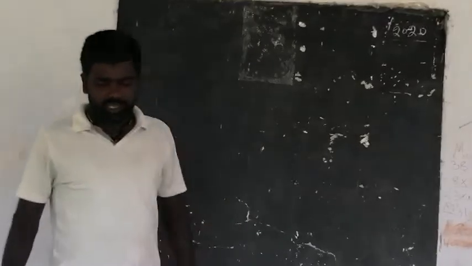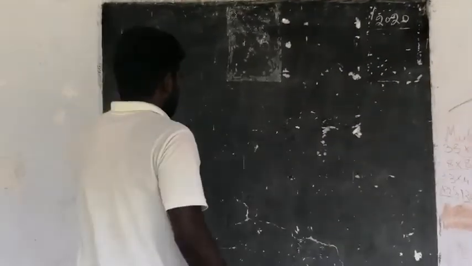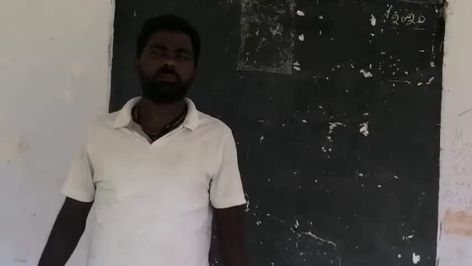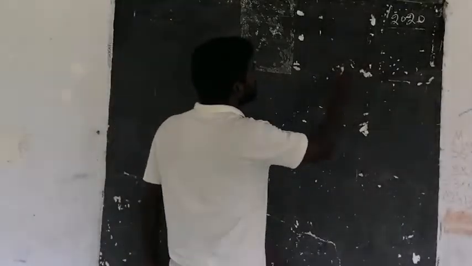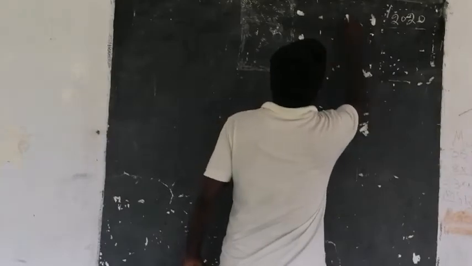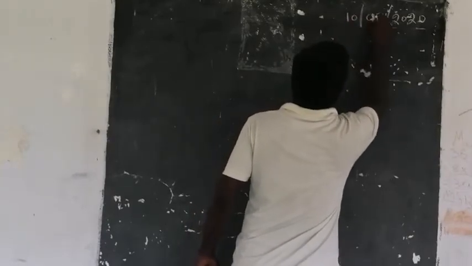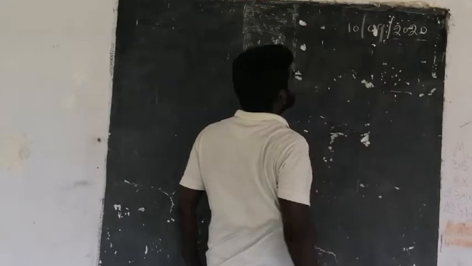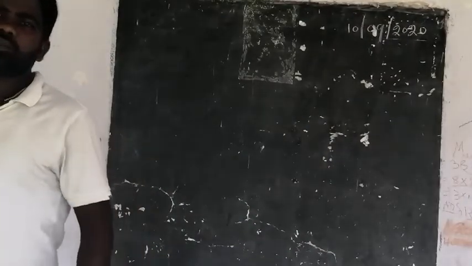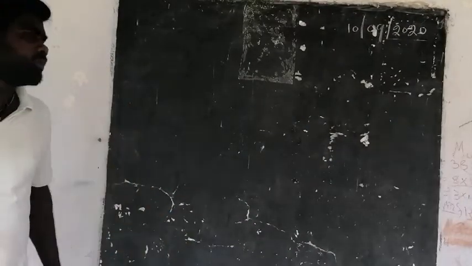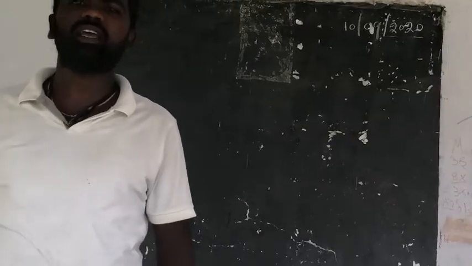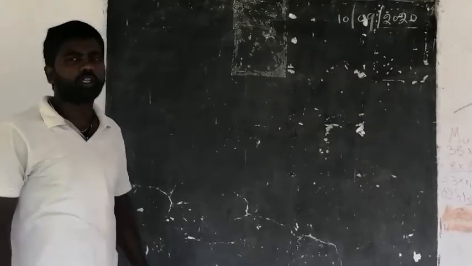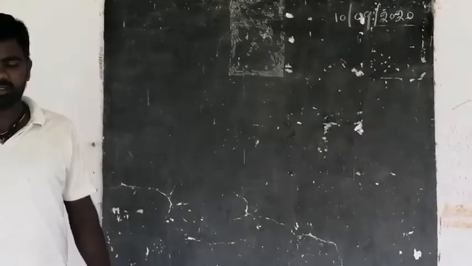And now, as a part of botany, today we'll discuss the structure of a plant, or some characters of the plant. Today's date is 10/9/2020. Now, in biology, all living organisms are mainly categorized into two types, plants and animals.